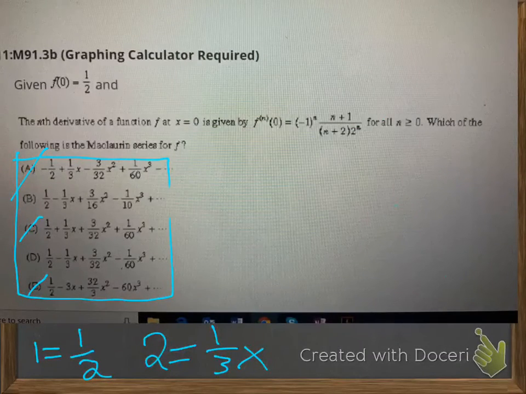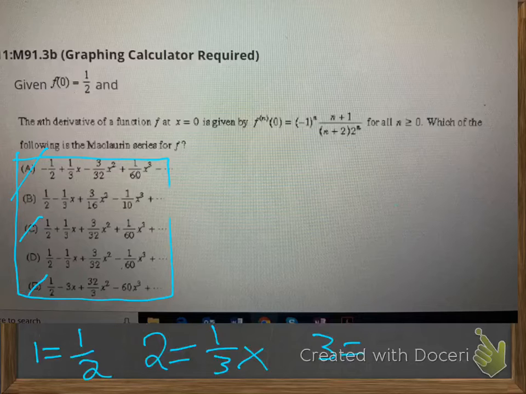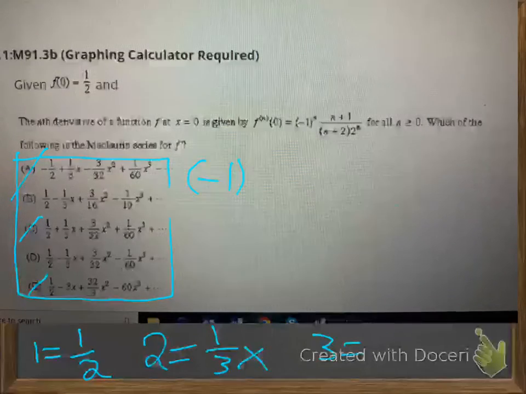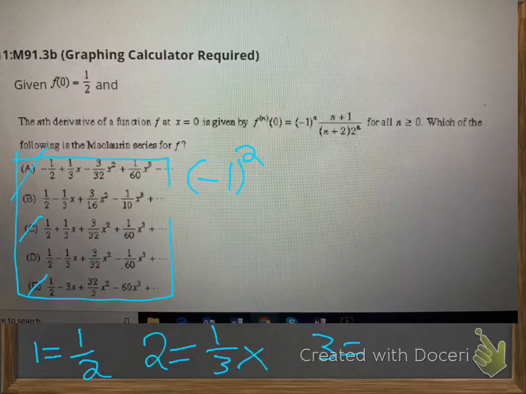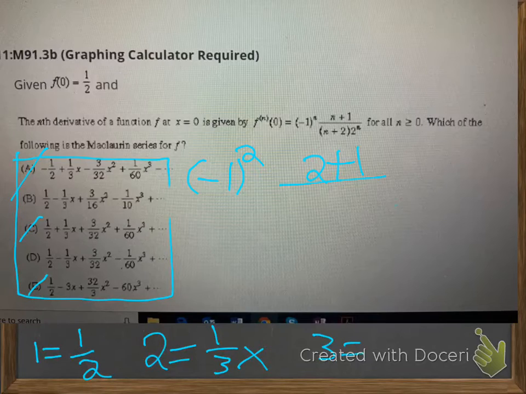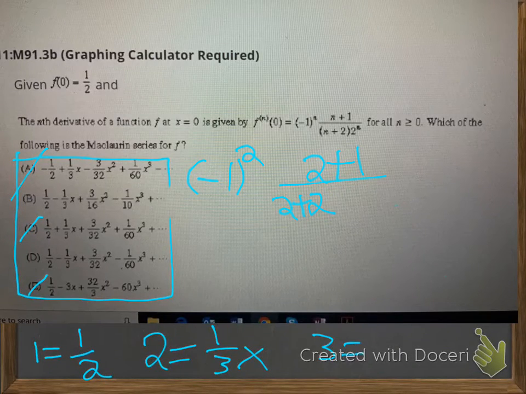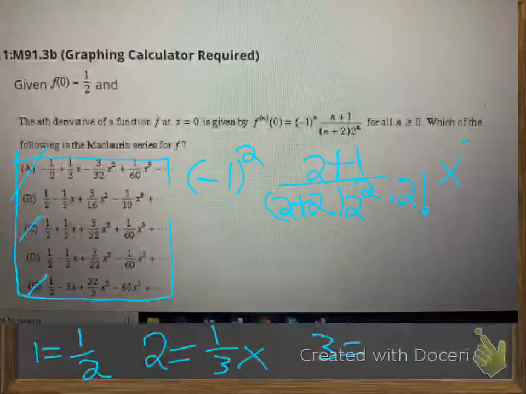And now let's try to find our third term, which in this case will be n equals 2. So negative 1 to the power of 2, and then we're going to have 2 plus 1, and then over 2 plus 2. And remember, our factorials matter. So now we have that times 2 to the second times 2 factorial x squared.